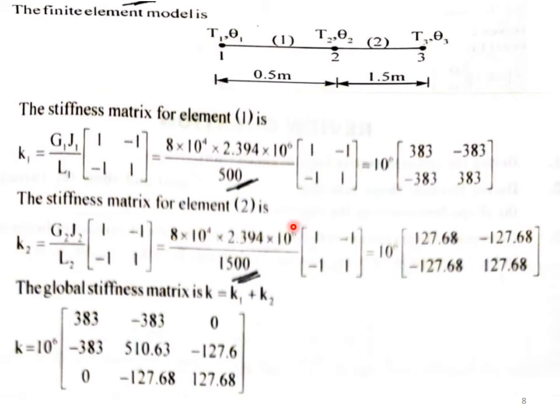Next, stiffness matrix for element 2, K2 is equal to G2 J2 by L2, 1 minus 1 minus 1 and 1. Substituting all the necessary values, only one difference is here. Length of the element is 1500 mm. 10 power 6, 127.68 minus 127.68 minus 127.68 and 127.68. So the global stiffness matrix K is equal to K1 plus K2. 10 to the power of 6, 383 minus 383, 0, minus 383, 510.68, minus 127.68, 0, minus 127.68, 127.68.